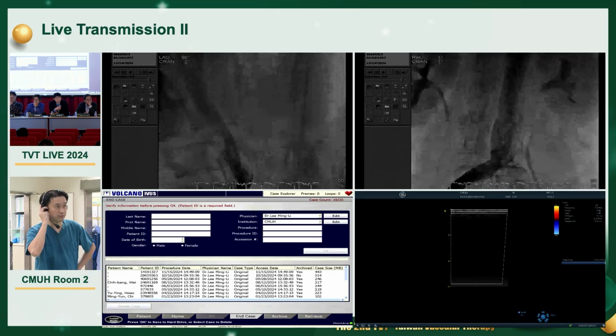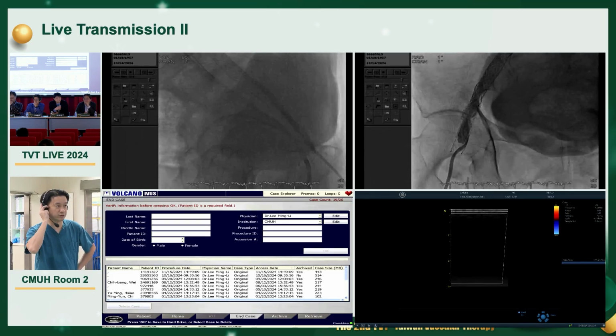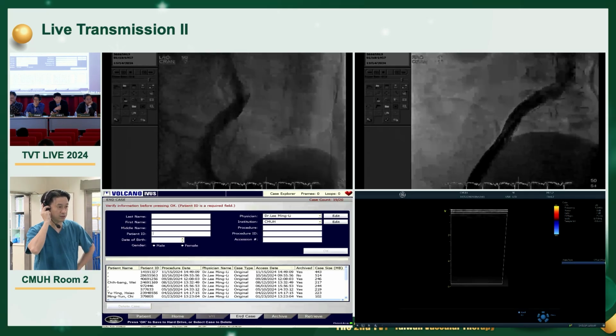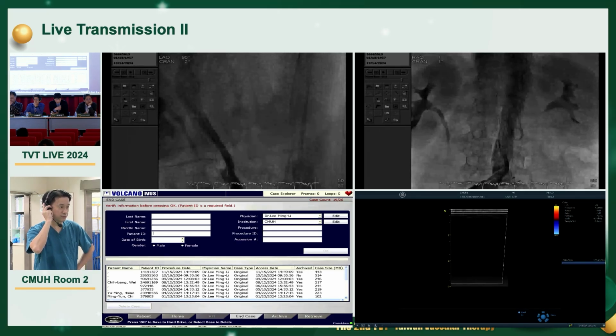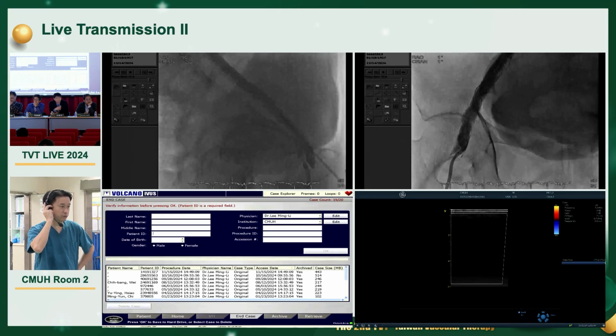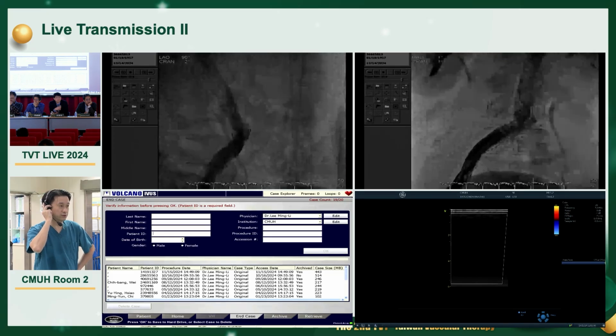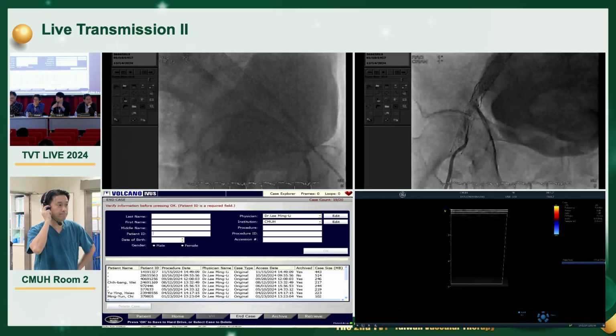But I'd like to apologize because the IVUS is not working. We just did the sizing based on the CT scan of the contralateral side before the operation. That's it. Okay, any comment?